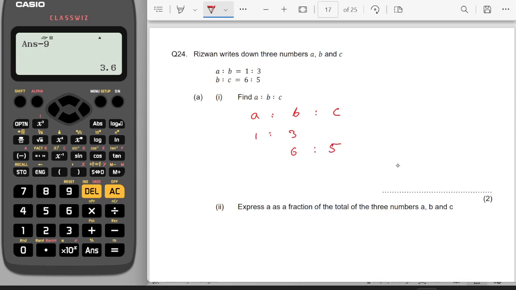So they both have their B's in common, and I need to make their B's the same value. So the lowest common multiple of 3 and 6 is 6. To do that, I need to double the first ratio. So 2 to 6 is the same as the ratio 1 to 3. I've not needed to do anything with the second ratio, so it's 2 to 6 to 5.